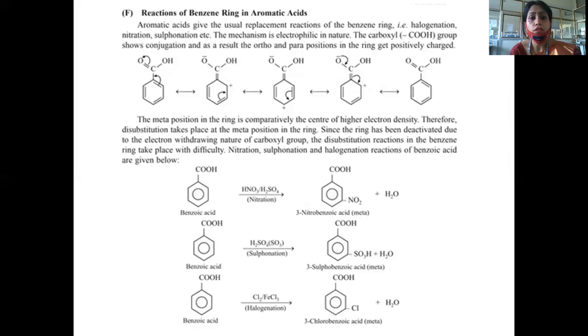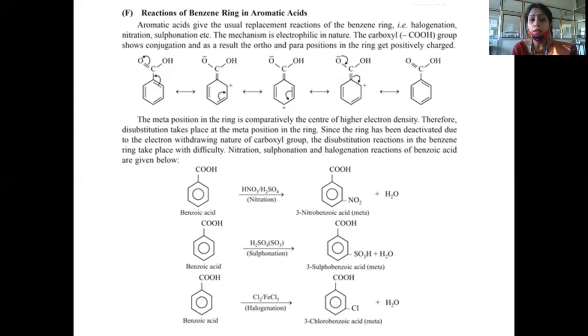Okay, next we see the reaction of the benzene ring. Aromatic acids give the usual replacement reactions of the benzene ring, that is halogenation, nitration, sulfonation, etc. And this mechanism is electrophilic in nature. Why? Because the carboxylic acid group shows conjugation, and as a result, the ortho and para positions get positively charged, so the nucleophile can attack over here.